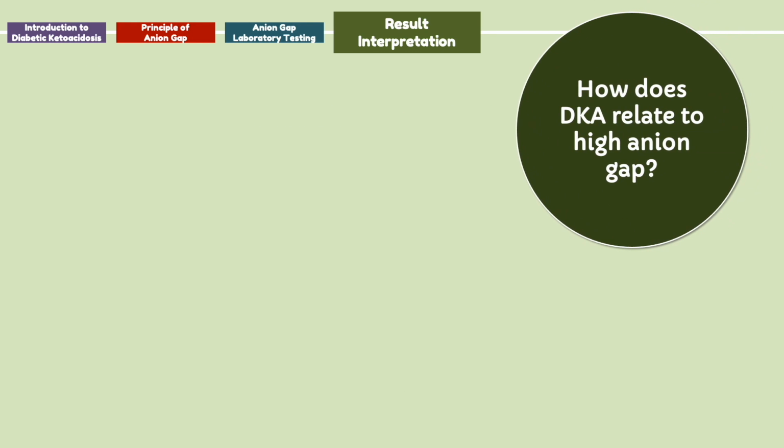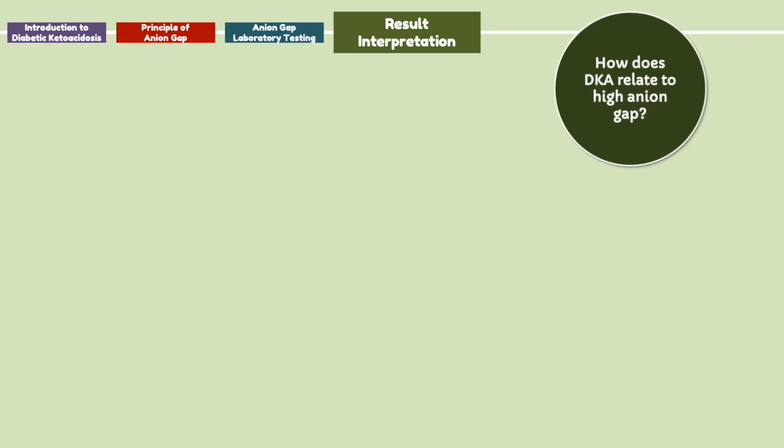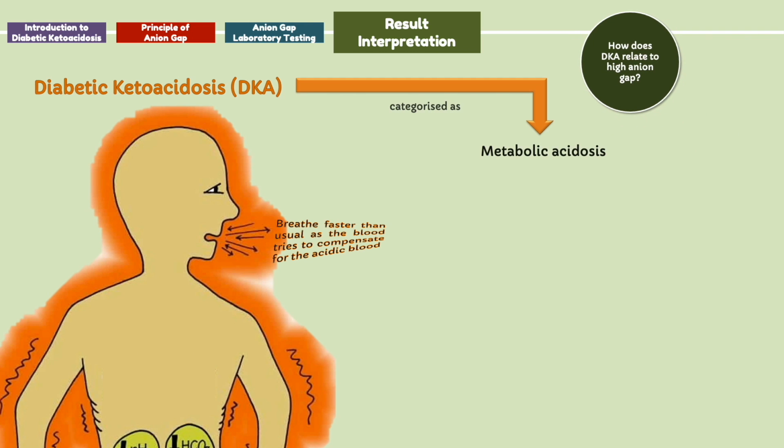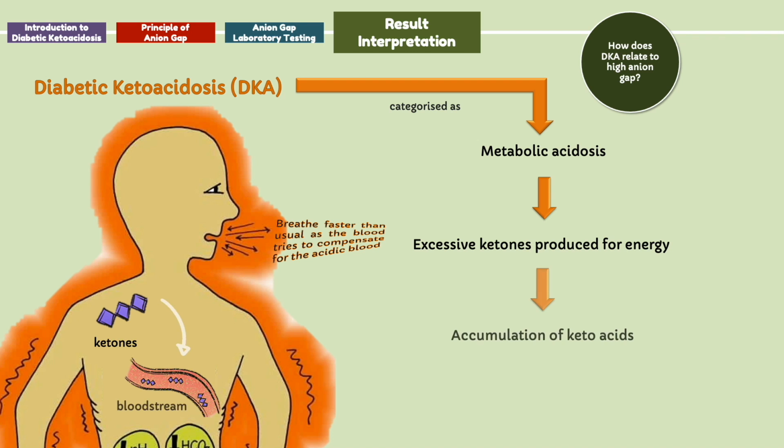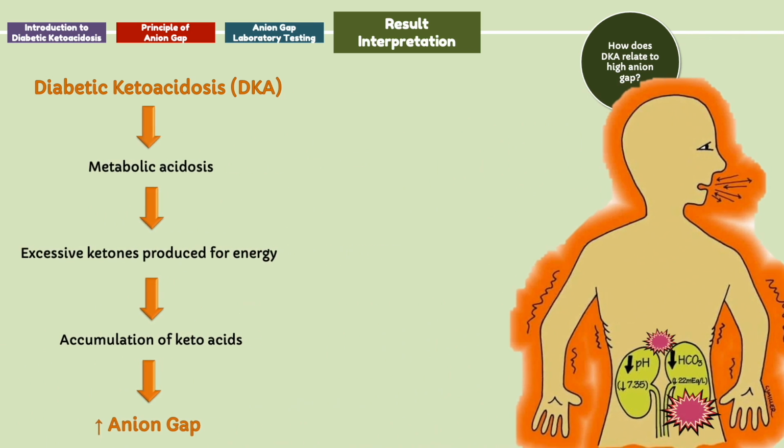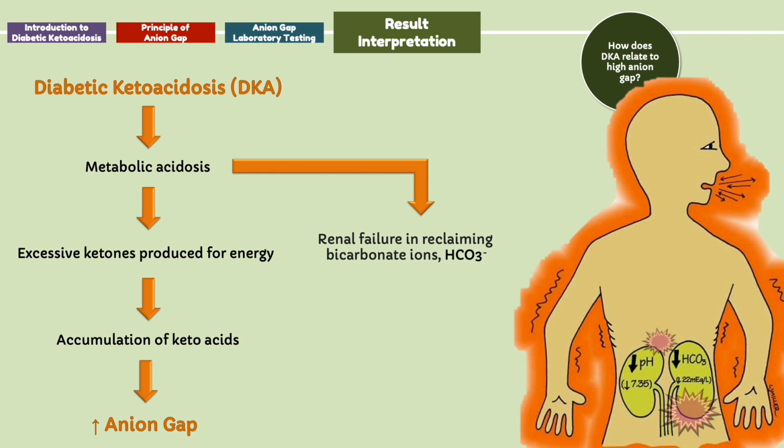With that being said, how does DKA relate to high anion gap? As DKA is categorized as metabolic acidosis, excessive ketones are produced for energy with accumulation of keto acids, which account for the increment of anion gap. Other than that, the failure of the kidneys in reclaiming bicarbonate ions leads to low levels of bicarbonate ions in extracellular fluid.